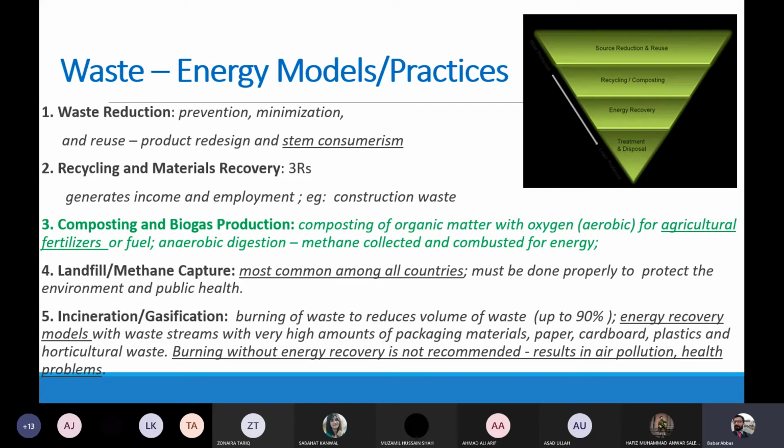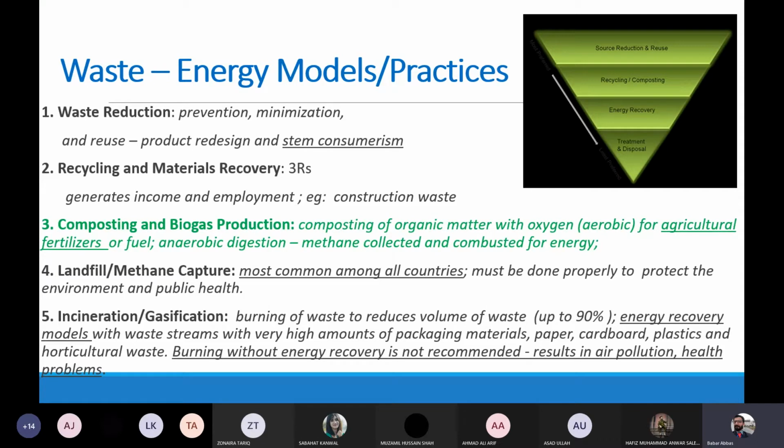So once you have reduced your waste, the rest of the waste has to be collected and transported to the disposal site. But before that, if you have recovered some materials from that waste in terms of their recycling, it would also be benefiting your system, and it would be adding value towards your sustainability.